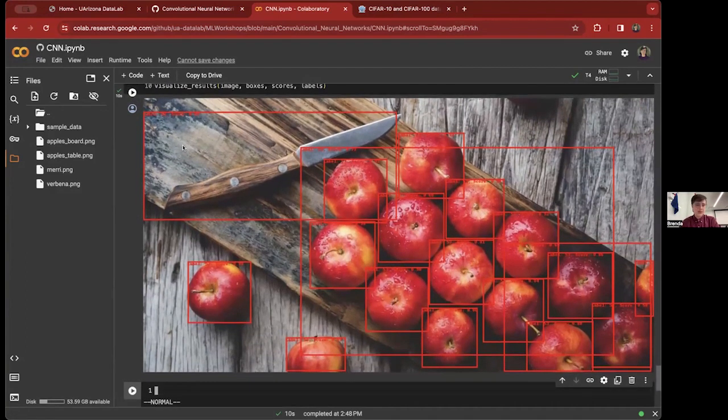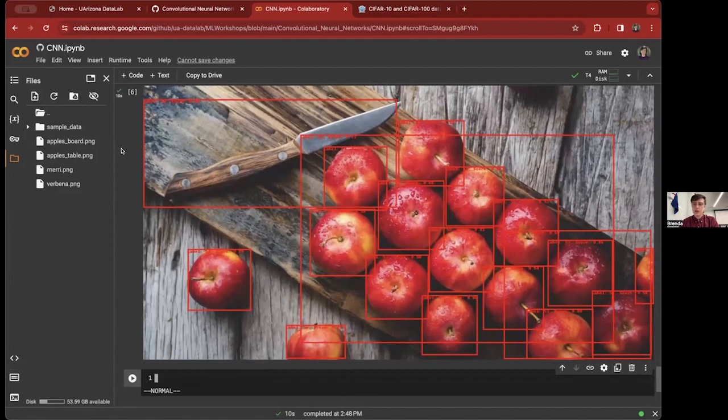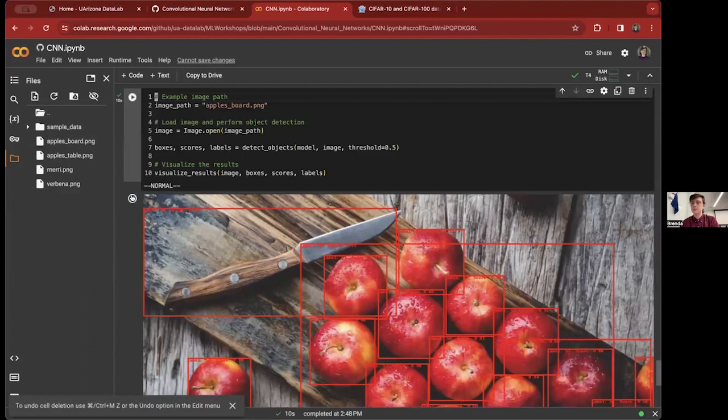Okay, and that is the end of the material that we have for convolutional neural networks. So I'm very happy to stick around and answer some questions if anybody has any. Otherwise, thank you for your attention.